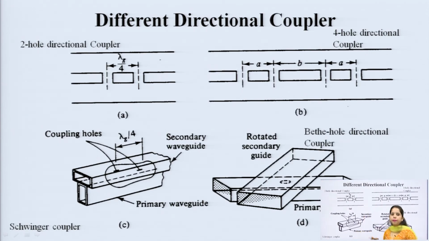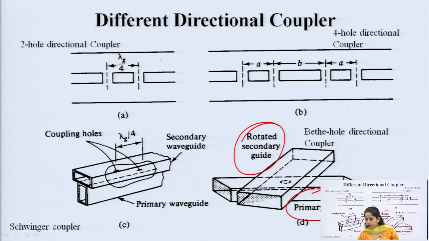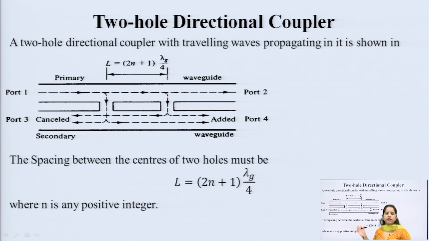Now, these are some basic directional couplers: 2-hole directional coupler, 4-hole directional coupler, Schwinger coupler, and the Bethe hole directional coupler, which consists of a rotated secondary guide and the primary guide. So, basically all the couplers consist of a primary and a secondary waveguide. Let us take an example of a 2-hole directional coupler. It consists of 2 holes, the first hole and the second hole.